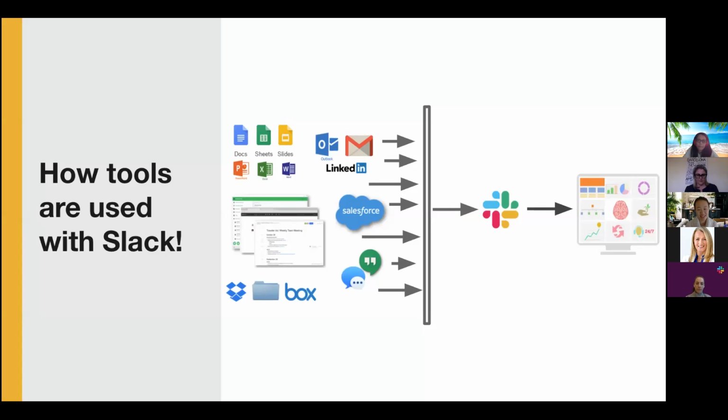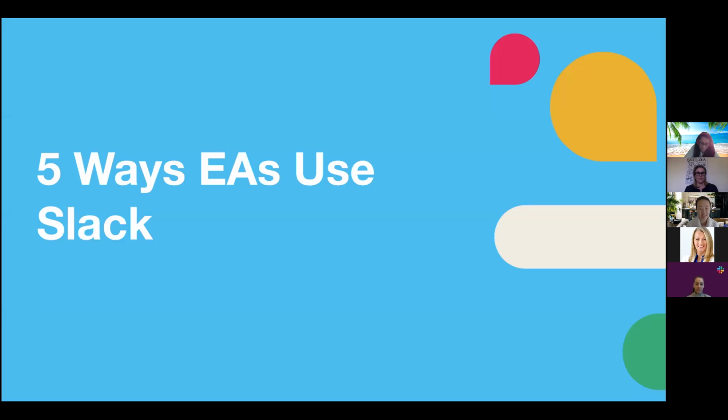So like Mish said at the start of the call, what Slack does is it helps actually bring some of the chaos that sits in these applications into one spot in Slack, so that you can access information at your fingertips, communicate and pass that information across the right individuals, and you don't have to switch between all the different applications all the time. Now, it sounds great. Let's actually show you 5 ways in which EAs can use Slack.